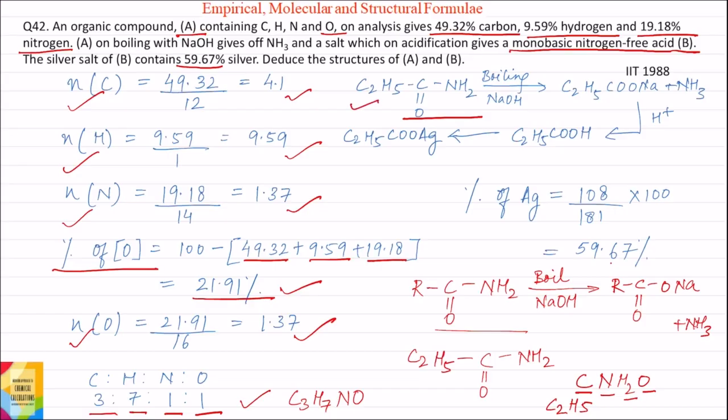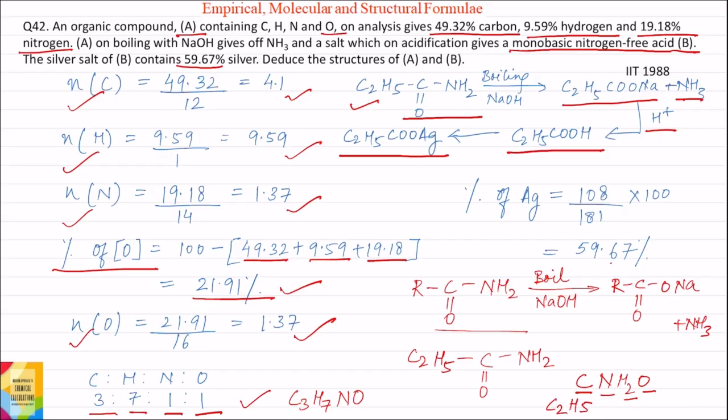So the structure of A will be C2H5CONH2, and on boiling with NaOH it will form C2H5COONa plus ammonia. Now when we acidify this sodium salt, it will give the corresponding acid, that is C2H5COOH, which will form a silver salt having the formula C2H5COOAg. We had assumed that the empirical formula and molecular formula are the same.